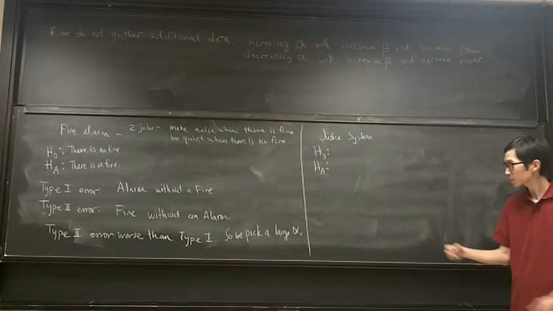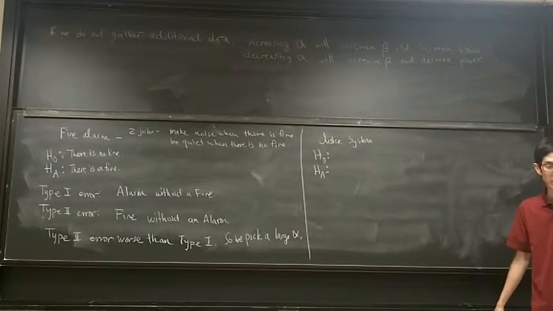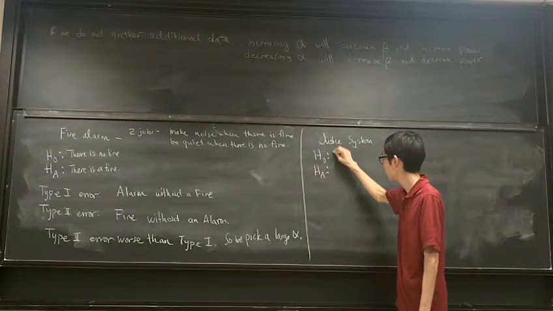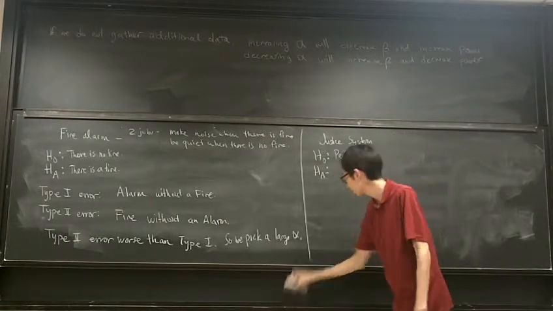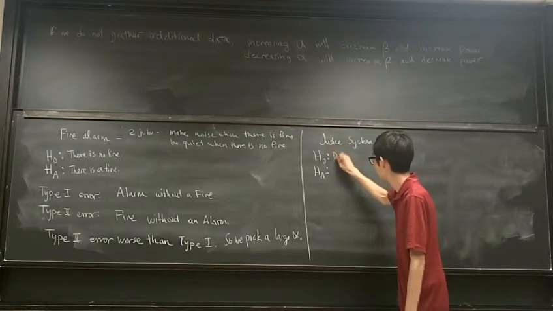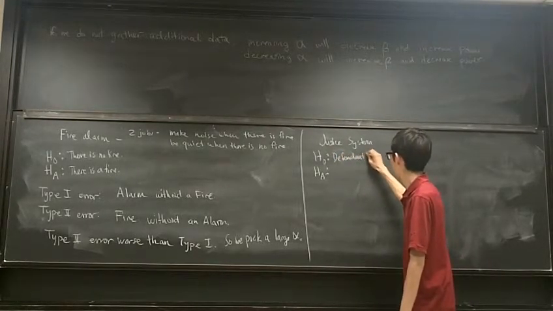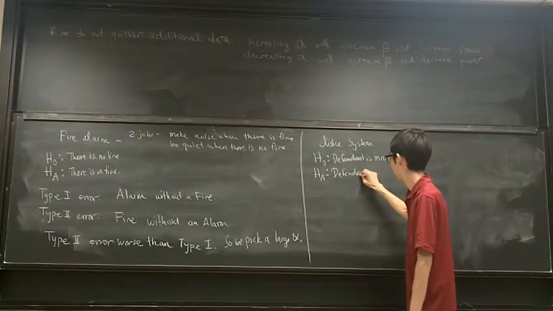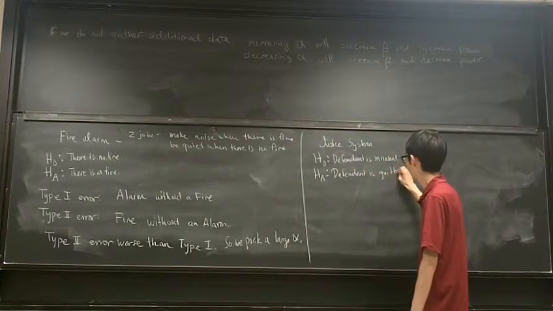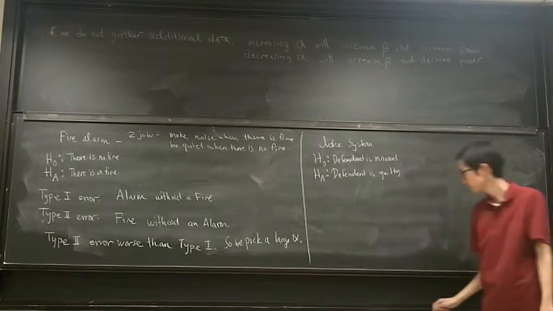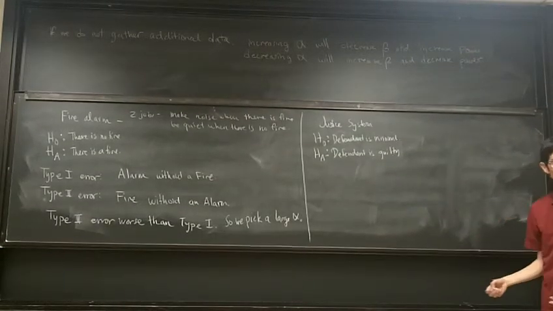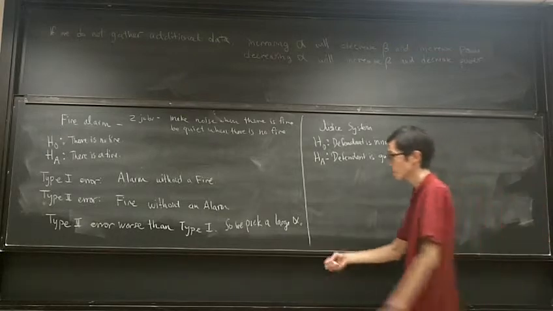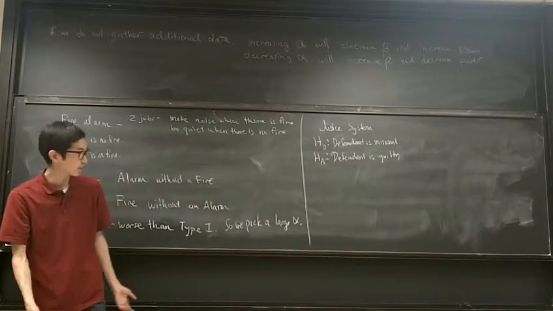So in this case, what is the null hypothesis and what's the alternative? The null hypothesis is the defendant is innocent. And the alternative is that the defendant is guilty. Alright? So ideally, when the defendant is innocent, the defendant is acquitted. When the defendant is guilty, the defendant is convicted. Okay? That's ideally what happens. Sometimes we make mistakes.